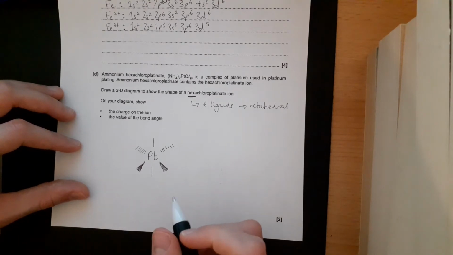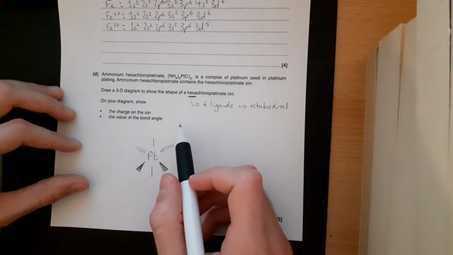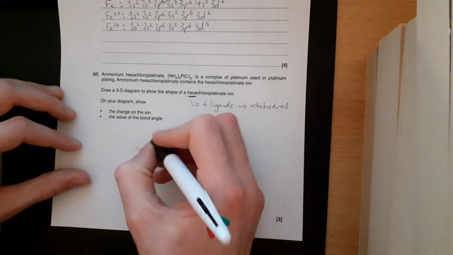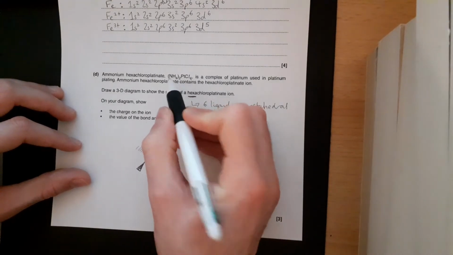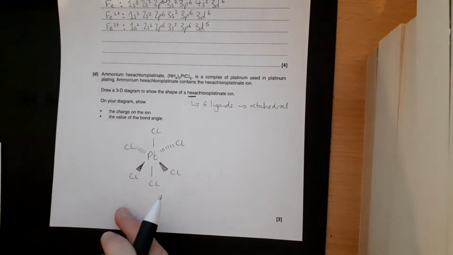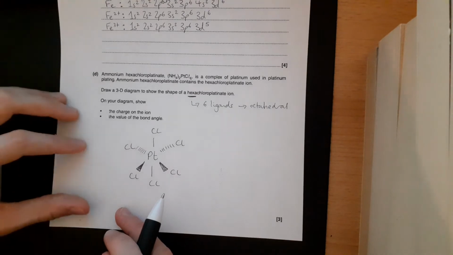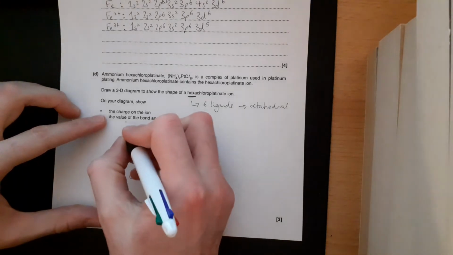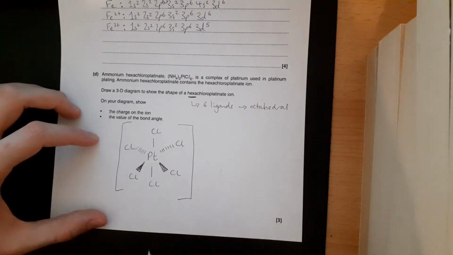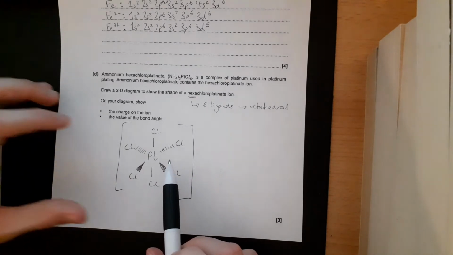Then we just put the ligands on. Hexachloroplatinate is going to be platinum and 6 chlorines, isn't it? This is straightforward. We're not worrying about the ammonias here. So that's showing the shape. We need to show the charge on the ion. So this needs to be in brackets. It's going to have a charge. So what's going on here?